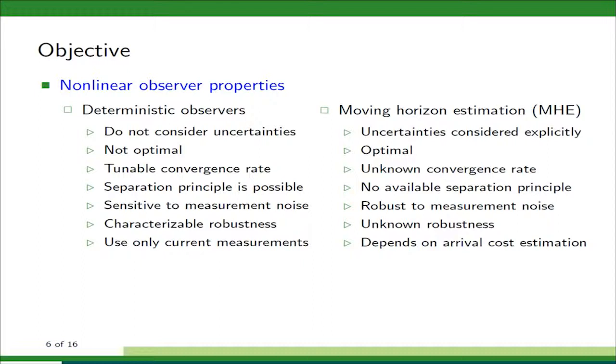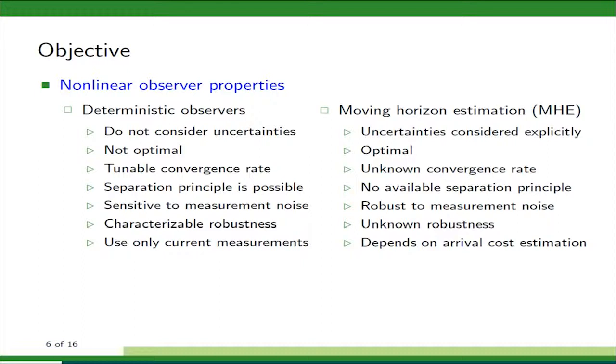Because deterministic observers have tunable convergence rate, we may have separation principles in the design of output feedback control systems. This is actually very important from an output feedback control point of view. But for moving horizon estimation, because the convergence rate is unknown, in general, separation principle is not available.